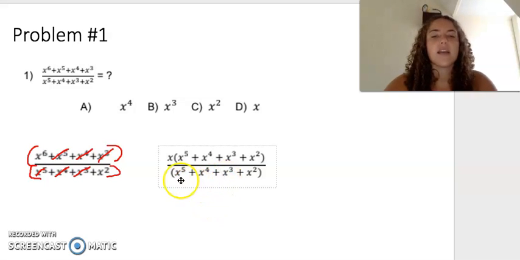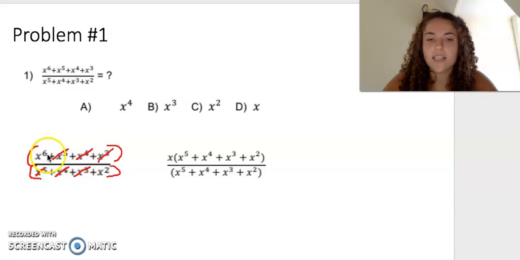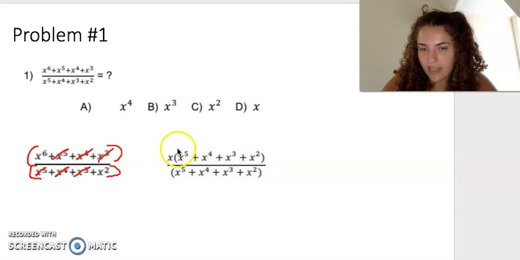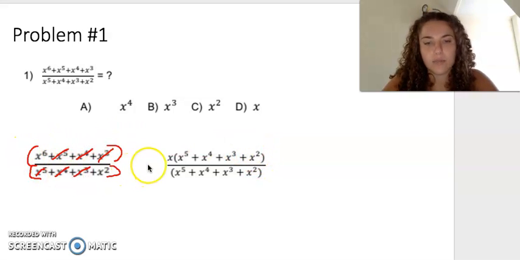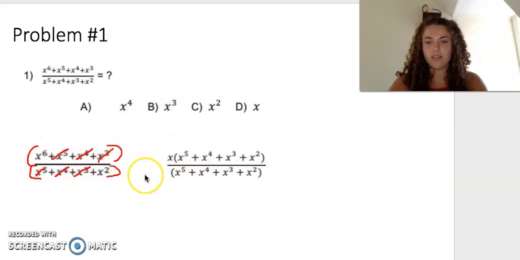What you're going to want to do is take out an x from the top. When we take out an x, we're getting rid of an x for each of these terms. So x to the 6th becomes x to the 5th, x to the 5th becomes x to the 4th, x to the 4th becomes x to the 3rd, and x to the 3rd becomes x to the 2nd. If you were to multiply this x back into each of these terms, you would end up like this. So this at the top is the same thing as this, we just took out an x.